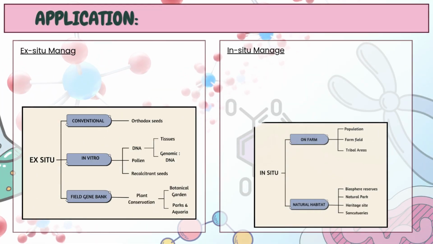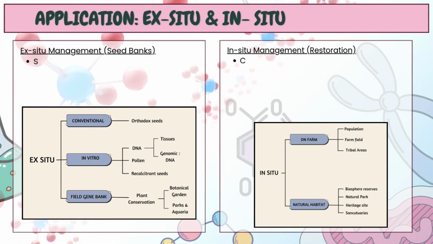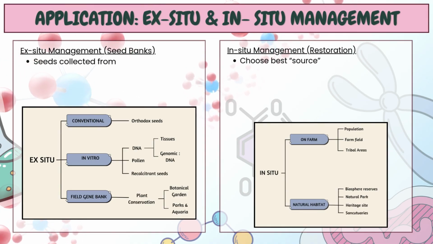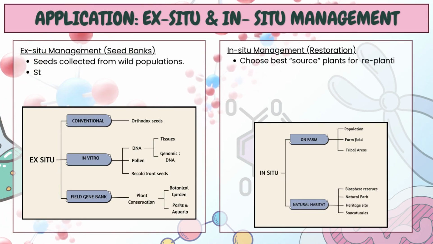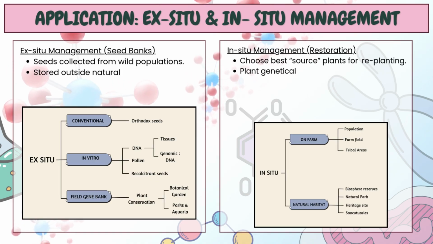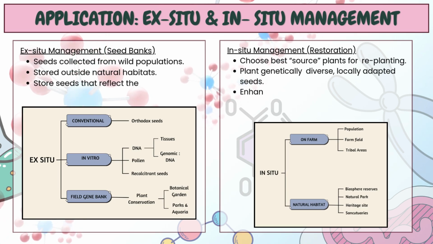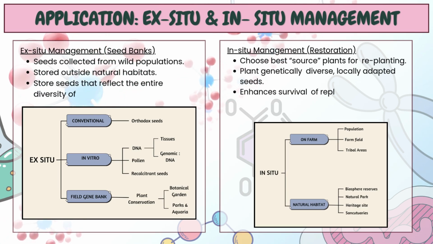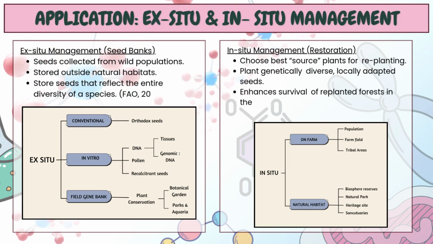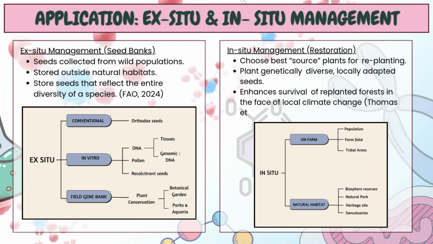This slide shows the application of genetic management in plant conservation, focusing on ex situ and in situ management. First, on the left side, we have ex situ management, which refers to conservation outside the natural habitat. In this approach, seeds are collected from wild plant populations and stored in facilities such as seed banks, in vitro collections, and field gene banks. The main aim is to store seeds that represent the full genetic diversity of a species, which is important for long-term conservation, as highlighted by FAO 2024.